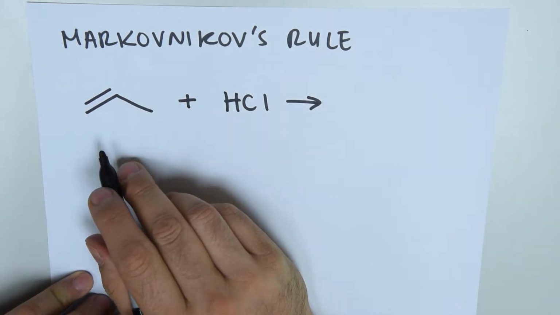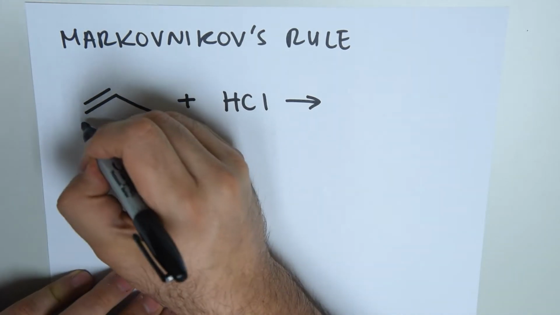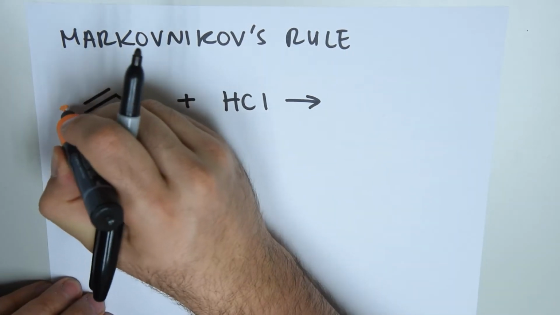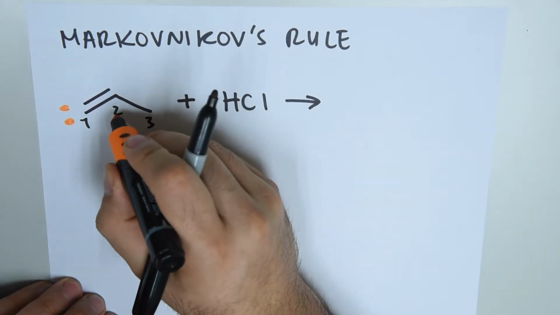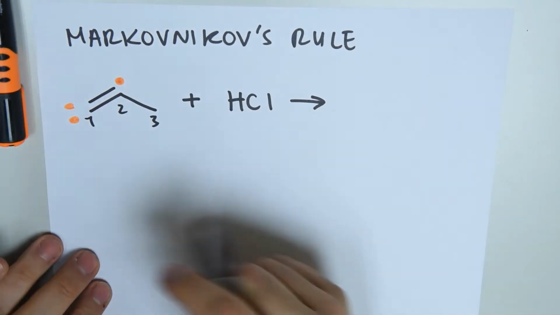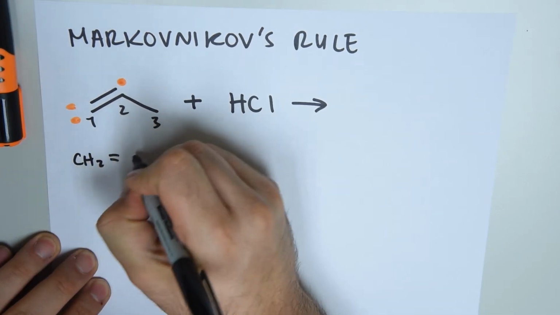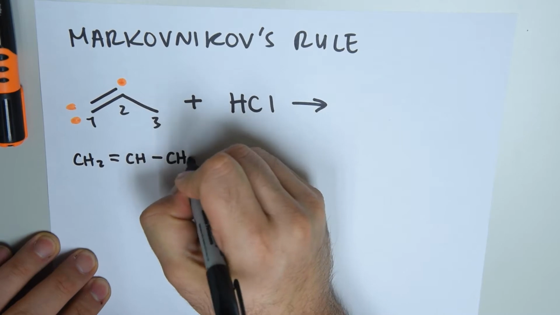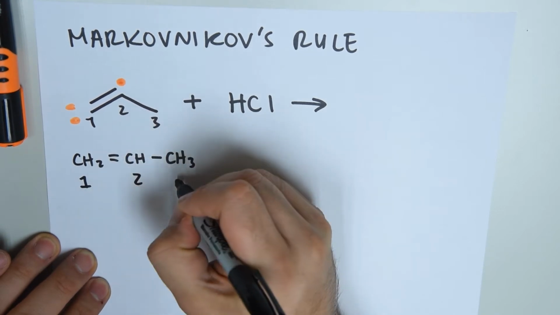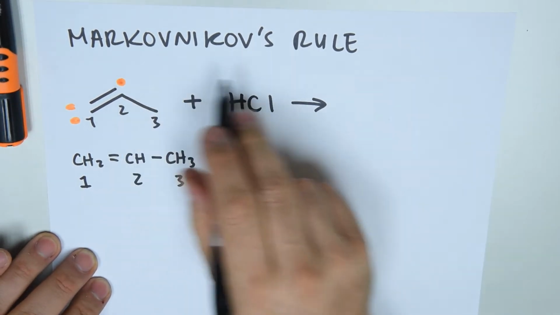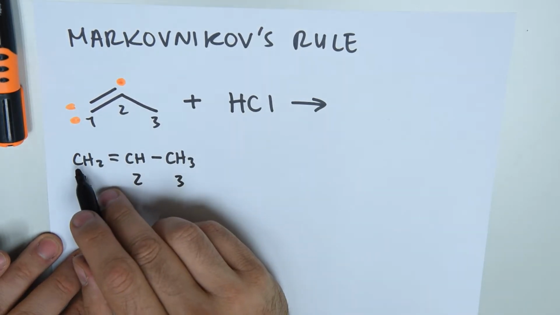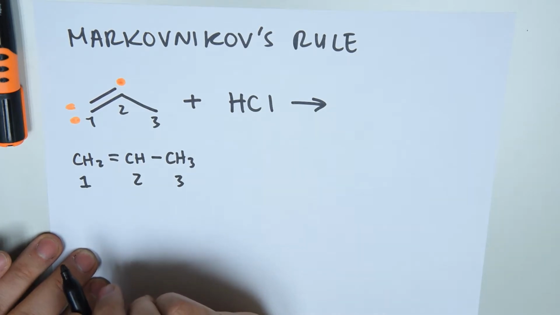Let's analyze this molecule. How many hydrogen atoms are on carbon number 1? Let's number this. On carbon number 1, there's 2 hydrogen atoms. And on carbon number 2, there's only 1 hydrogen atom available. Let's expand this so that it's clearer for you when you're looking at the video. CH2 double bond CH, and then CH3. So the central carbon, carbon number 2, has less hydrogen attached to it. Markovnikov's rule says that hydrogen is always going to go to the carbon atom that had more hydrogen in it before the reaction.